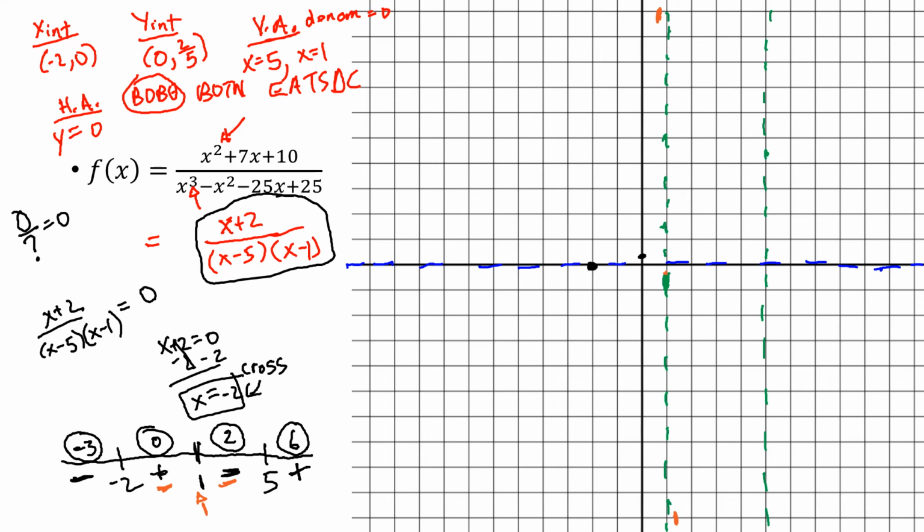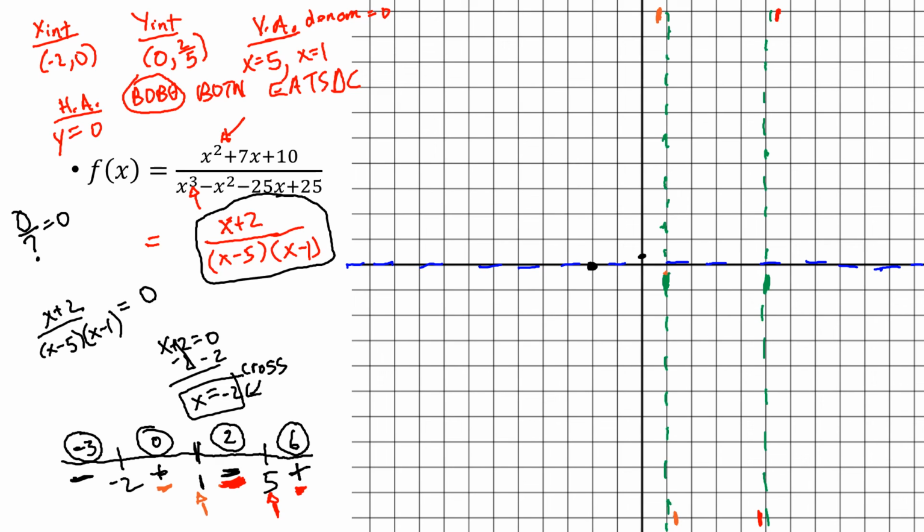Let's focus on the next asymptote, which is 5. To the left of 5, right here, we have a negative value. So here's 5. To the left of that, we're going to have a negative value. And to the right of that, we're going to have a positive value.